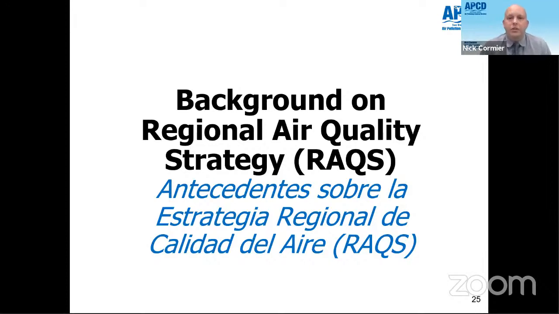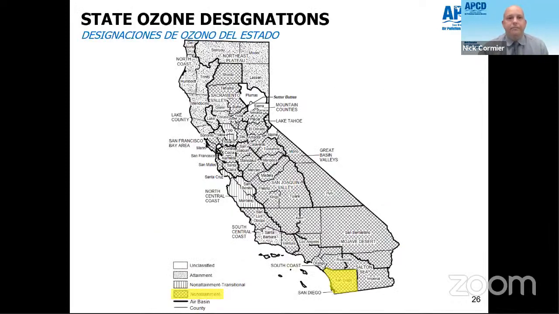Okay, so now that we have a good understanding and some background on ozone in general, let's look at the Regional Air Quality Strategy, or RAQS. The RAQS only addresses attainment of state ozone standards. San Diego County is currently designated as a non-attainment area for state ozone standards. As you can see by this map, many of the major populated regions of California are likewise considered non-attainment areas of state ozone standards. Areas that currently meet the standards, such as some of the lesser populated regions in Northern California, are considered as being in attainment for the state ozone standards.